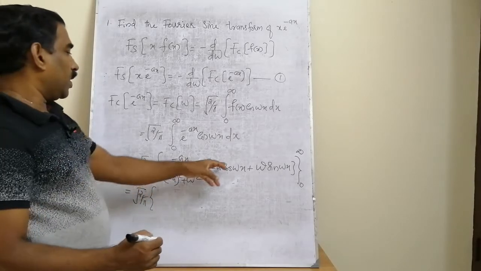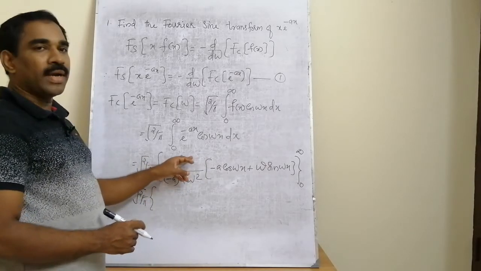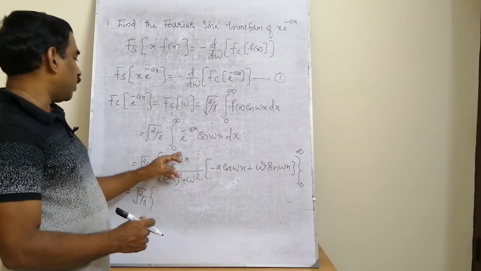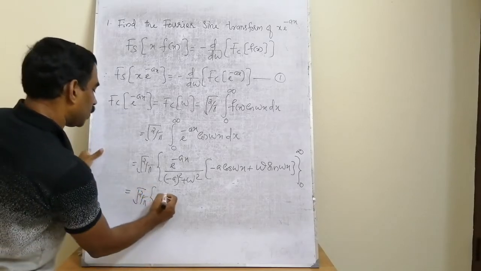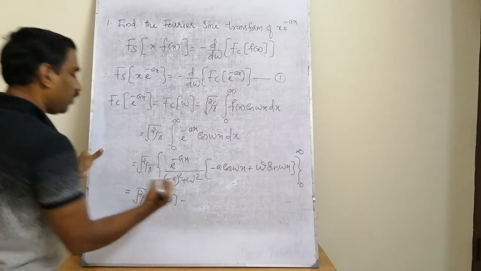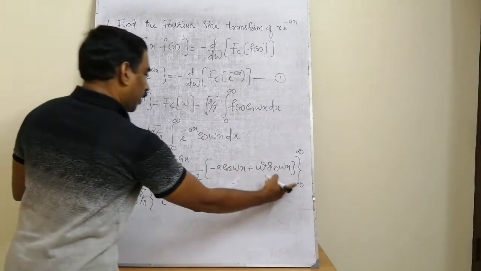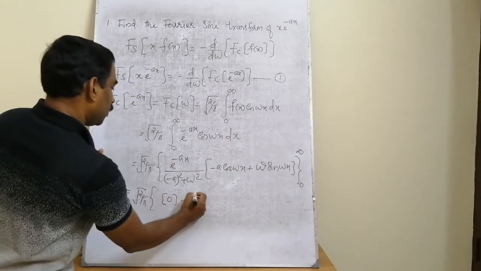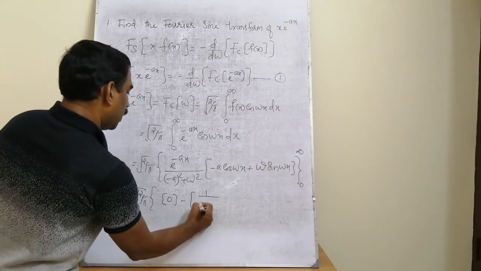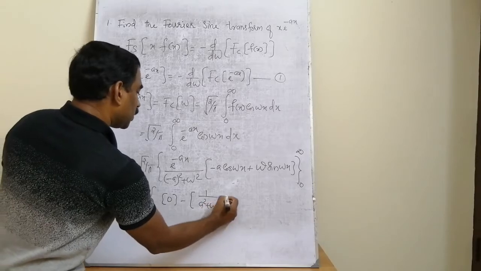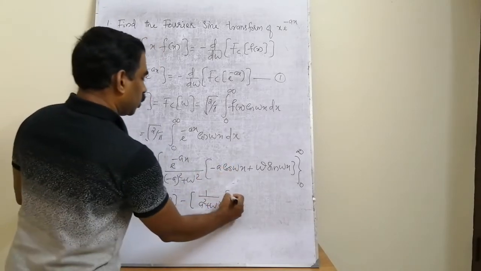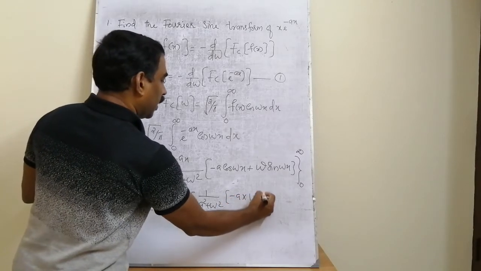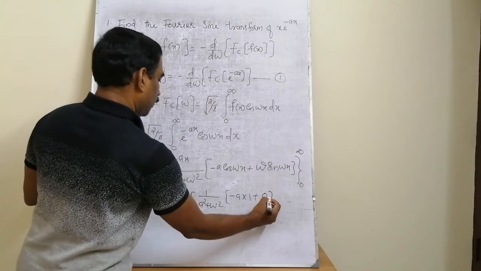In the upper limit we are substituting x, so we have a term e raised to minus infinity, and this e raised to minus infinity value is 0, and hence all the upper limit values go to 0. So in the upper limit all the values are zeros, and in the lower limit we are replacing x by 0. So this is 1 divided by a square plus omega square into minus a into cos 0, that is minus a into 1, plus omega into sin 0, so that term is 0.